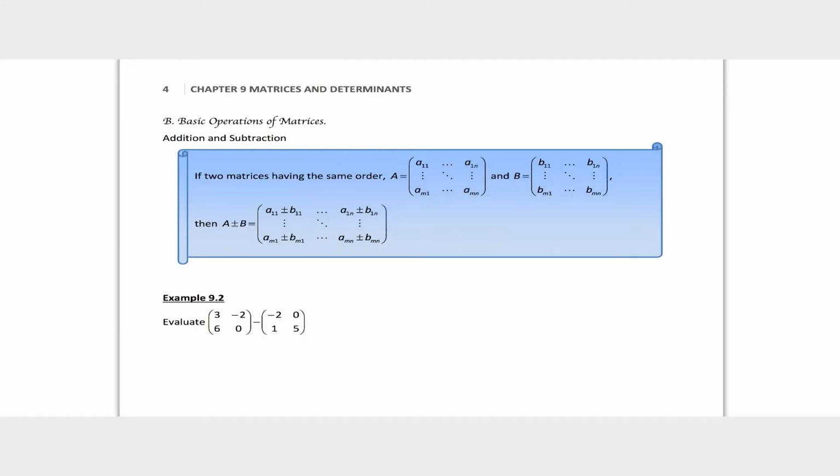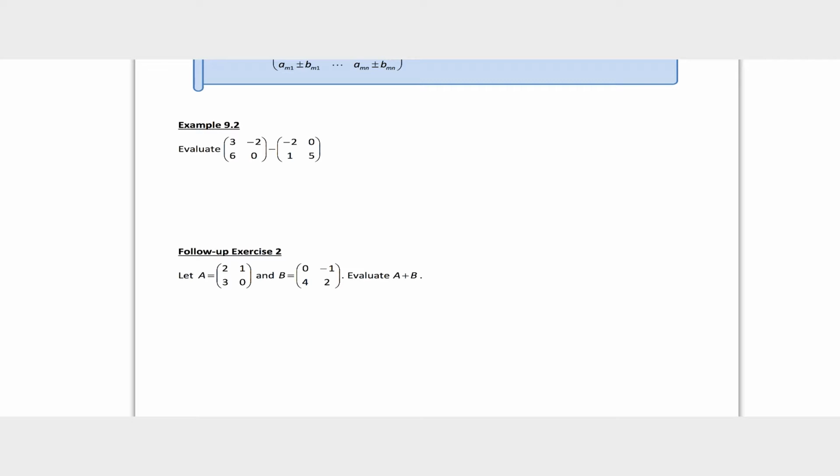Basic operations of matrices. In our previous video, you have already learned how to find matrix multiplication, but we haven't discussed how to find addition and subtraction. Example 9.2. Not very difficult to find. Remember, if you want to do subtraction and addition, the orders of these two matrices must be equal. If the orders are not equal, we cannot do addition and subtraction.